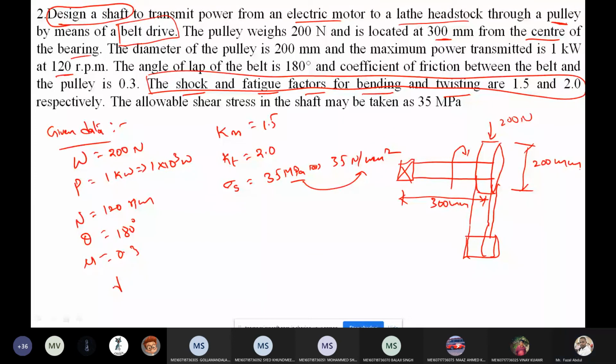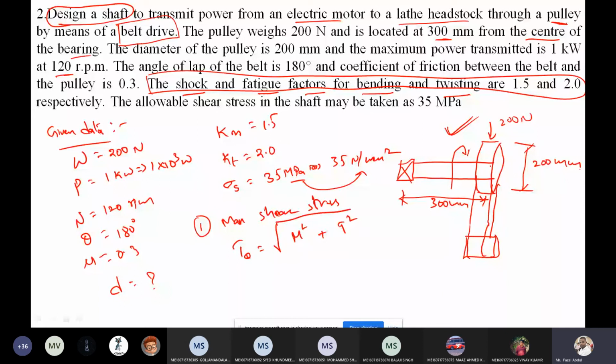For this case, what is the diameter of the shaft? So to calculate the diameter of the shaft, we have to follow the maximum shear stress theory. Maximum shear stress theory. Why? What is the reason I am following the maximum shear stress theory? T equal to square root of M square plus T square.